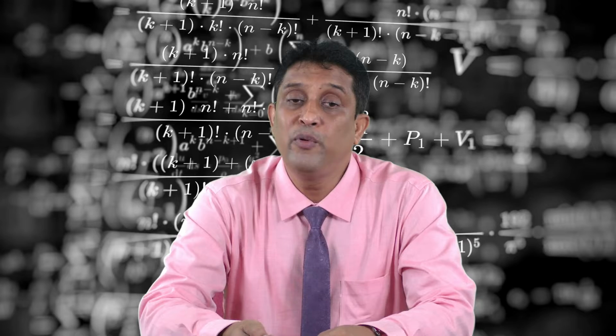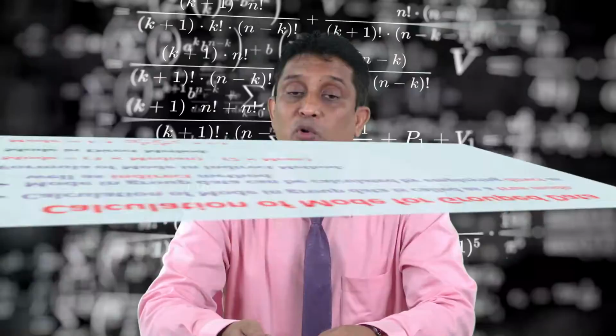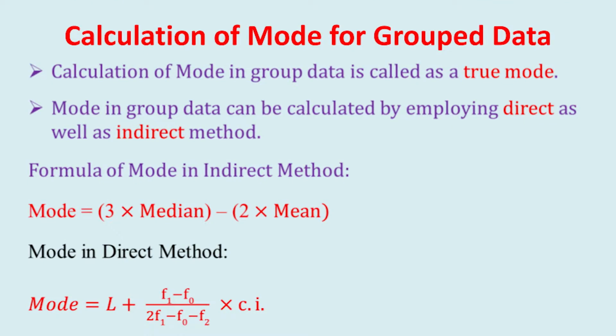And the formula of mode in the direct method is: mode is equal to L plus, where L is the lower limit, plus F1 minus F0. F1 is the frequency of the modal class, F0 is the frequency preceding the modal class, and F2 is the frequency succeeding the modal class, into Ci. Ci is the size of the class, that is, the interval of the class.